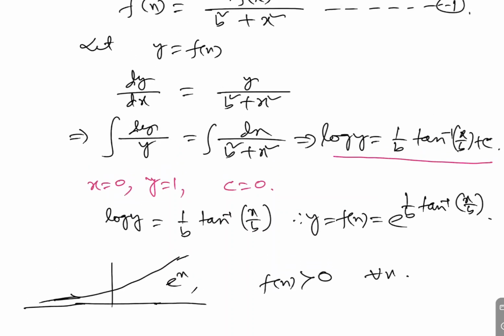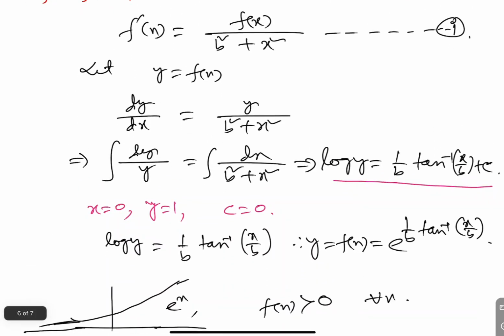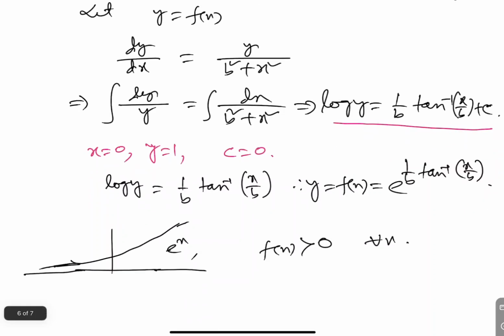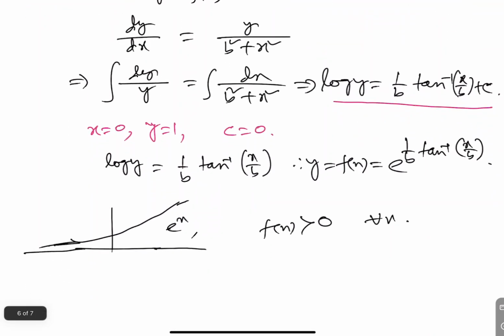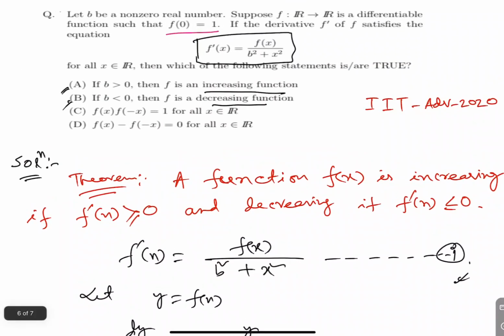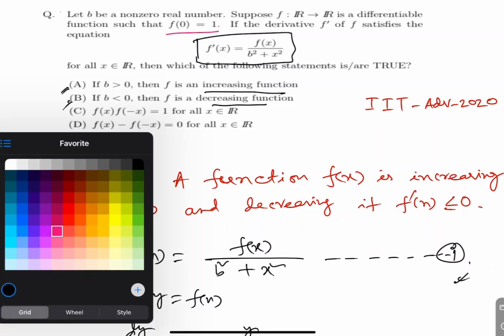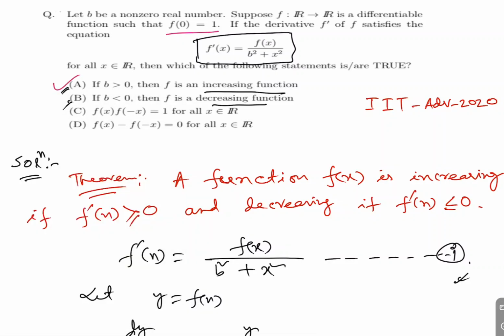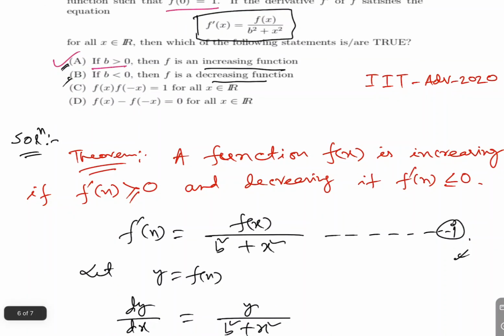So from this, we can say that f'(x) will be always positive, because f(x) is positive and the denominator is positive, so f'(x) is strictly greater than 0 for all x in R. So f(x) is increasing. So our option A is true, if b is greater than 0, then f is increasing. But if b is less than 0, then f(x) will also be increasing. Okay, so option B is not true.